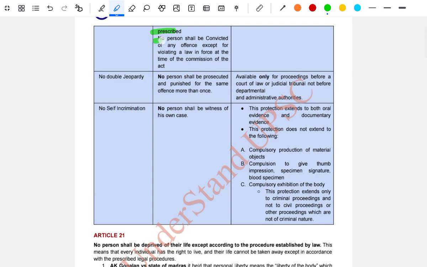No person shall be convicted of any offense except for violating a law in force at the time of the commission of the act, and no penalty greater than that prescribed. And no double jeopardy: no person shall be prosecuted and punished for the same offense more than once. This is available only for proceedings before a court of law or a judicial tribunal, not before departmental and administrative authorities. No self-incrimination.